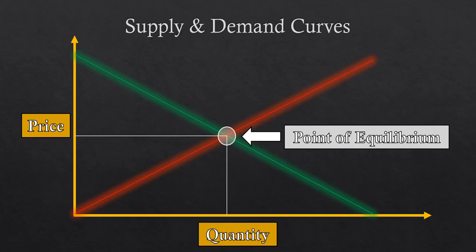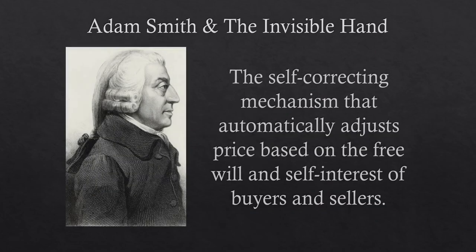Another very important notion is that any market will always seek the equilibrium naturally. This is what Adam Smith called the invisible hand of the market. In other words, any market has a self-correcting mechanism that automatically adjusts the price of whatever is being traded according to the free will and self-interest of buyers and sellers. This is of course a reflection of human nature and not a consequence of some arbitrary rule. In other words, when you let people trade freely according to their self-interest, a market economy and the law of supply and demand emerge naturally.